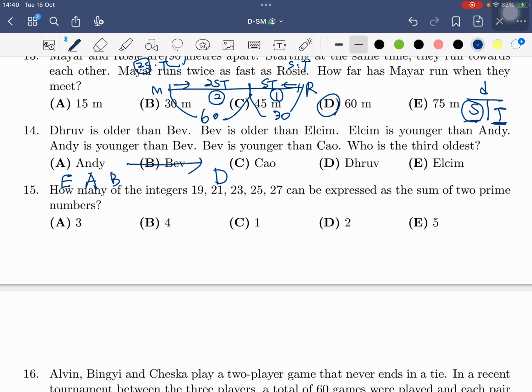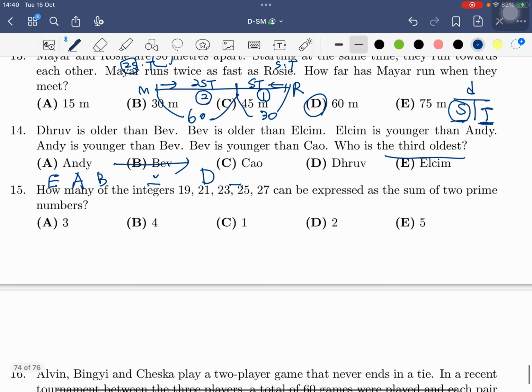Wherever he is, it doesn't matter because the question asks who is the third oldest. If he's here, still third is Bev. Even if he was here, still third is Bev. So the answer is Bev.